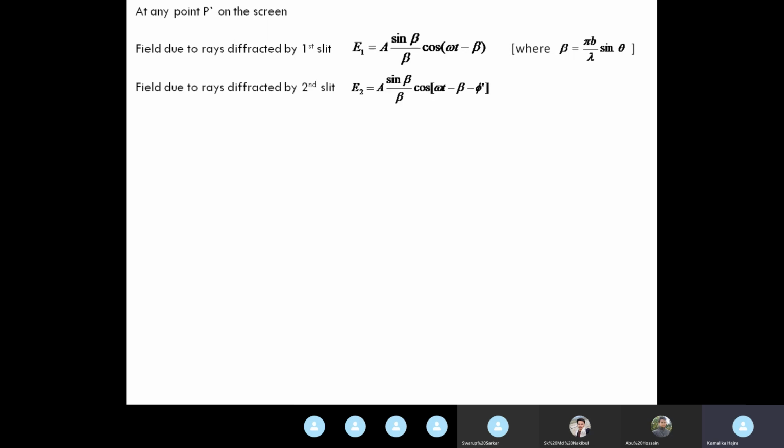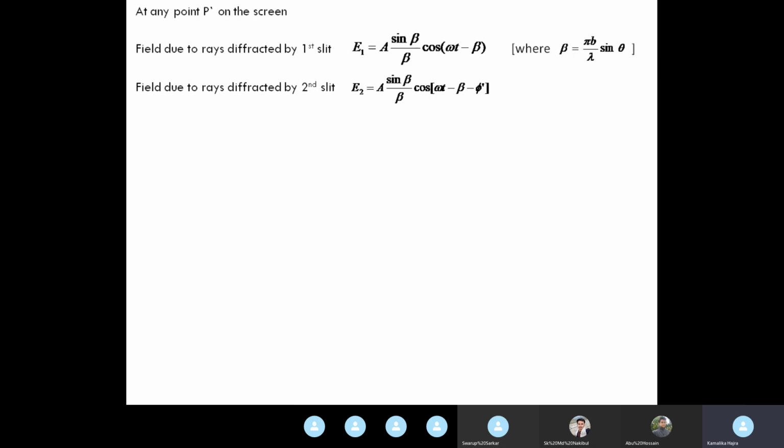Okay, the field due to rays diffracted by the second slit, I call it E2. Again, if you consider it as a single slit by itself, then the field would have been A sine beta by beta cos omega t minus beta, because it is coming from the same source and the slit width is the same, small b. However, these rays differ by a phase phi prime from the rays coming out from the first slit, as I discussed in our last slide. So this entire set will be lagging behind by a value phi prime from the first set.